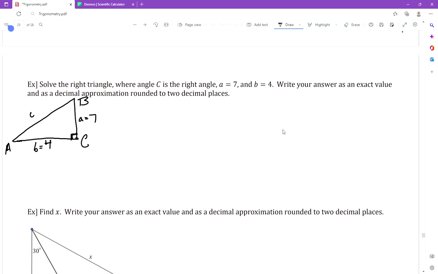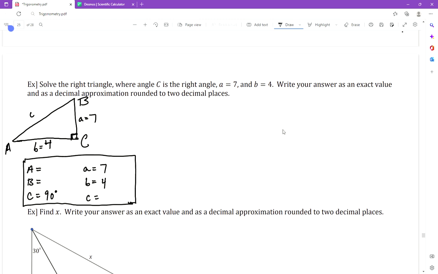With this setup, I like to make an answer box. There's our angles, and then here's our sides. I'm going to fill in what we have. So we know angle C is 90, little b is 4, and little a is 7. There's our answer box.